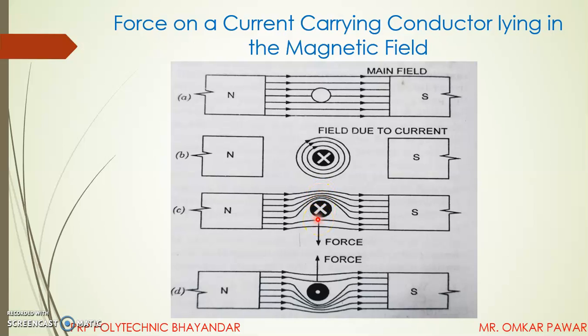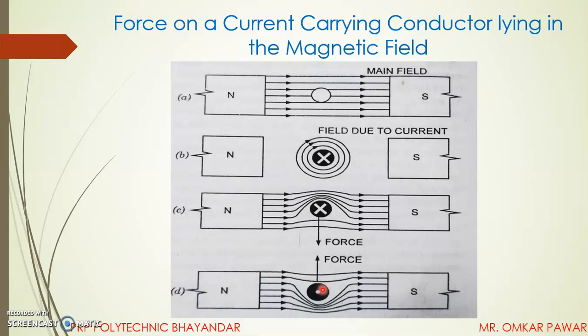But below the conductor surface, the flux is from right to left. That is, the main magnetic field is left to right, and below the conductor the field created by the conductor is in the opposite direction. So this weakens the magnetic field below the conductor surface. The magnetic field is like a rubber band, so it will stretch out and push the conductor in the downward direction.